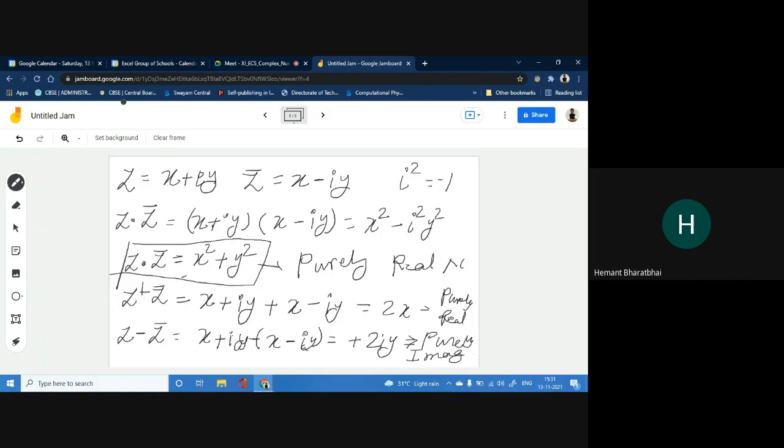These are important results. Please take this screenshot. You will have to remember these results. We'll be using these results during the numericals. Please take the screenshot of this, everyone.